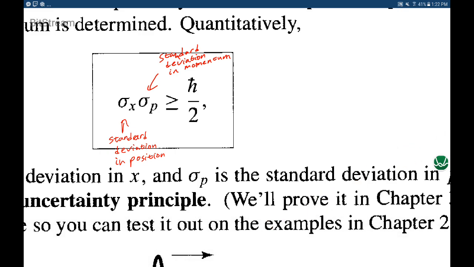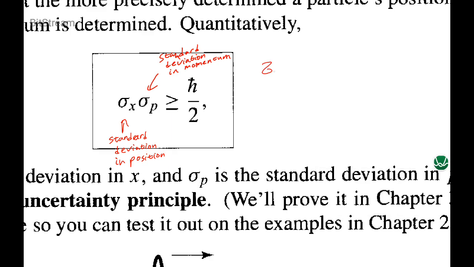So we have a minimum amount of spread that is possible to have in our system. In other words, if I know the position of the particle very well, so my standard deviation in x is very, very small, then that affects my standard deviation in momentum space.